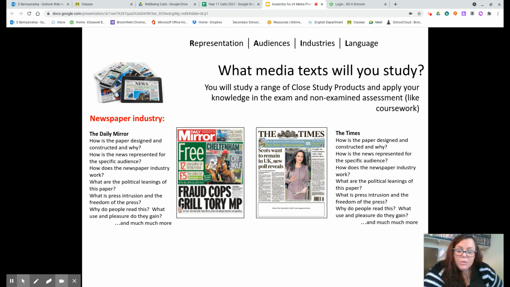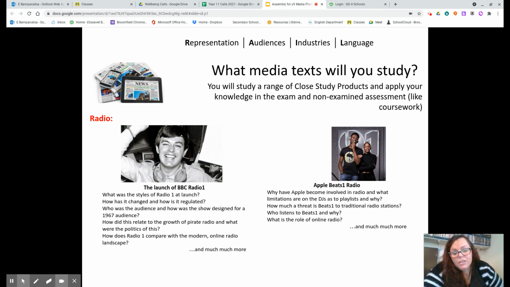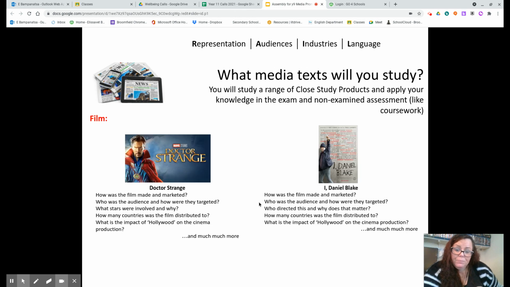For the newspapers, we're comparing 2 newspapers, the Daily Mirror and the Times, and looking at how they are different, who is going to read them, and what is happening nowadays with the digital world that we're living in. Are the newspapers still alive? And of course, we're looking into radio. How many of you are listening to radio? Or do you prefer Spotify, or YouTube? We are looking into how radio has started and evolved, from BBC Radio 1 to Apple Beats Radio.